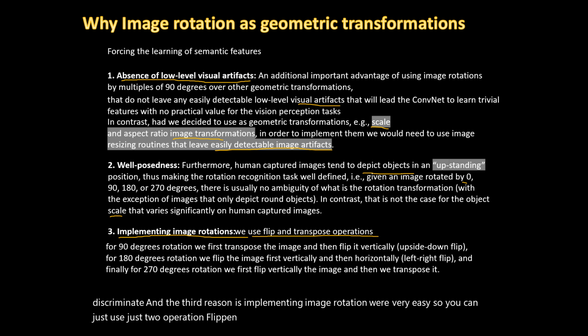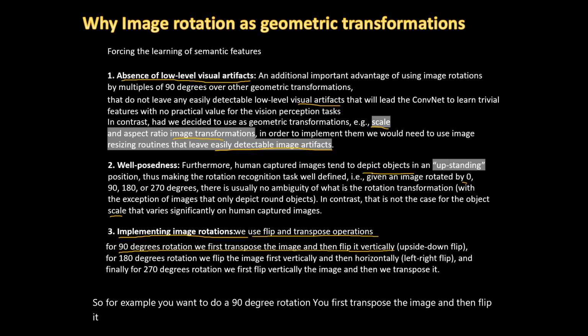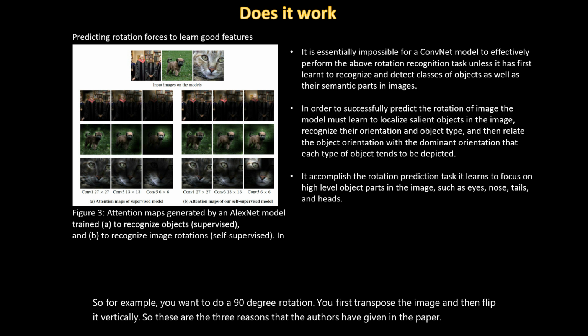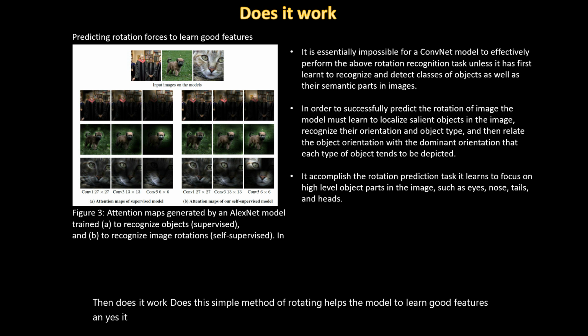So for example, if you want to do a 90-degree rotation, you first transpose the image and then flip it vertically. So these are the three reasons that the authors have given in the paper. Then, does it work? Does this simple method of rotating help the model to learn good features? And yes, it does. And it's proven from the attention map here.